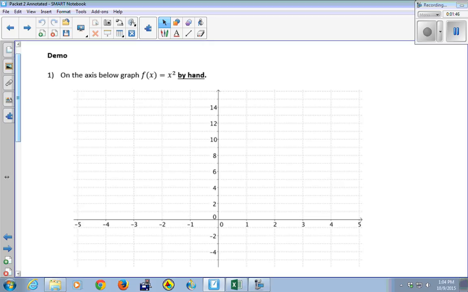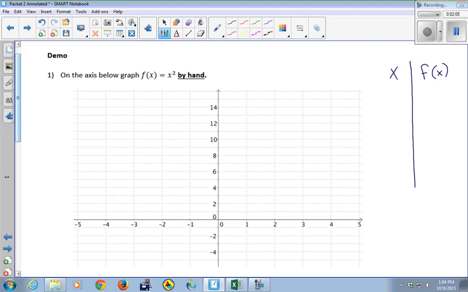Okay, I want to graph f of x equals x squared by hand. Anytime you are asked to graph something by hand without using technology, either you just know what it looks like and you can draw it, or if you don't, you just plot a bunch of points, right? So that's what we're going to do. We're going to make an x-y chart, but instead of y, I'm going to use our new terminology that we've been learning lately, f of x.